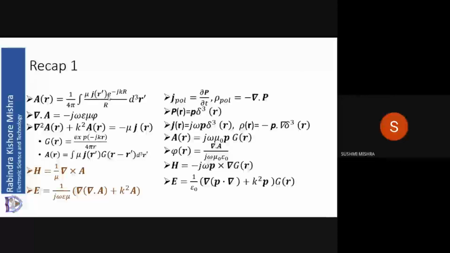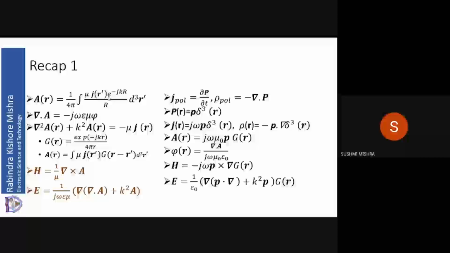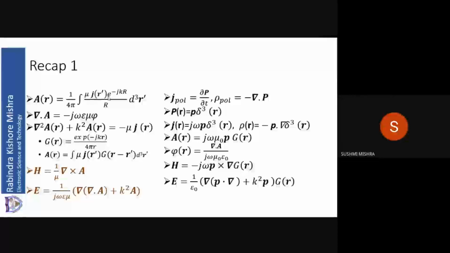So once we find out A, we can find out H, or the magnetic field, as 1 upon mu curl of A. Then we can find out E as 1 upon j omega mu epsilon into gradient of divergence of A plus k square A, where k square is equal to omega square mu epsilon. Similarly, we can find out the scalar potential phi.